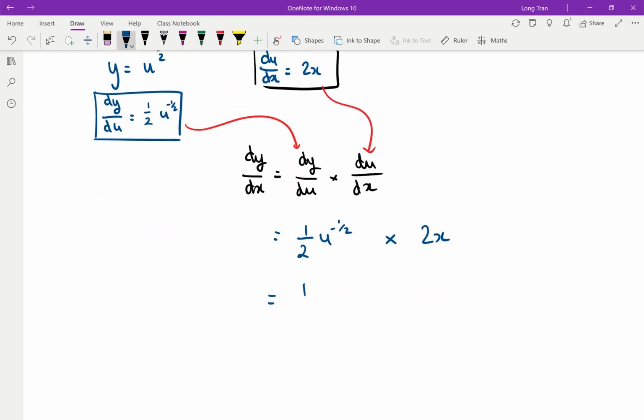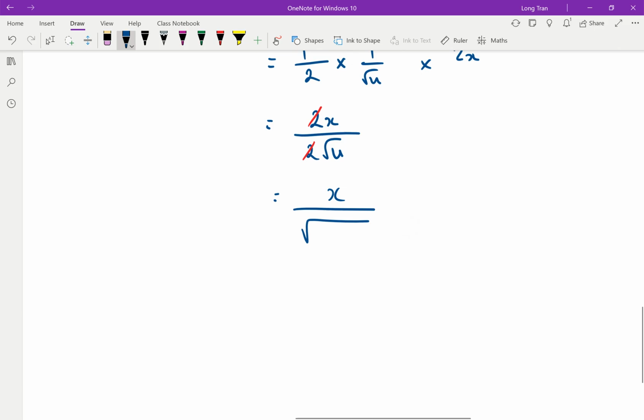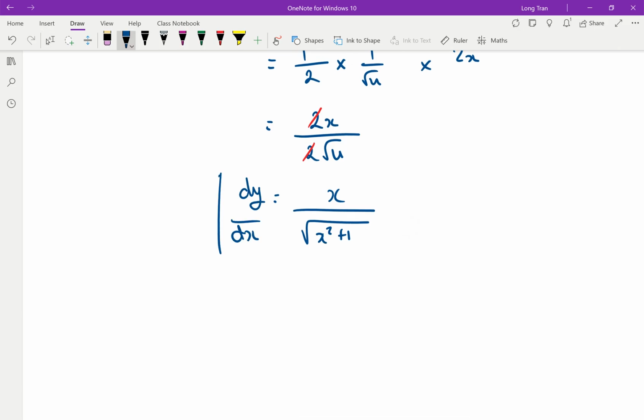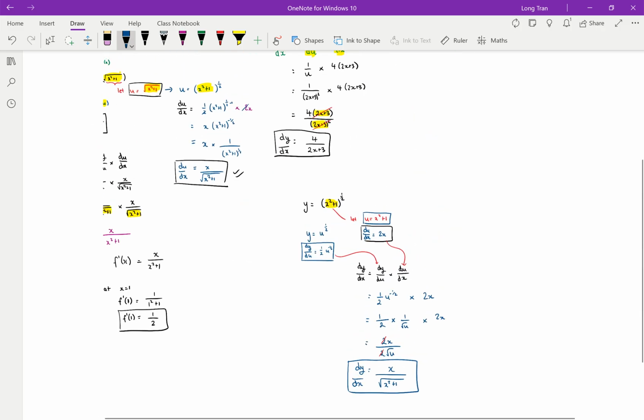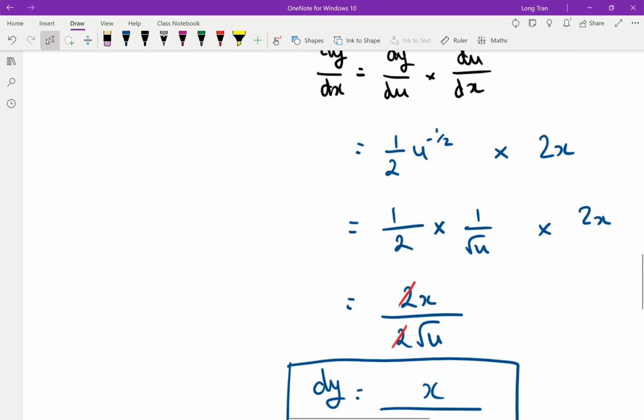And you can rewrite this as 1 over 2 multiplied by 1 over root of u times 2x, which combining them together is 2x over 2 times root of u, which is the same thing as writing, the 2's cancel out. 2 divided by 2 cancels out to be 1. And so it becomes x over the square root of u. Now what's u? x squared plus 1. So this is your delta y delta x. Okay, so that's the long way showing the chain rule, how I would have done it, and I would have got the same answer. See, x over the square root of x squared plus 1, same thing.